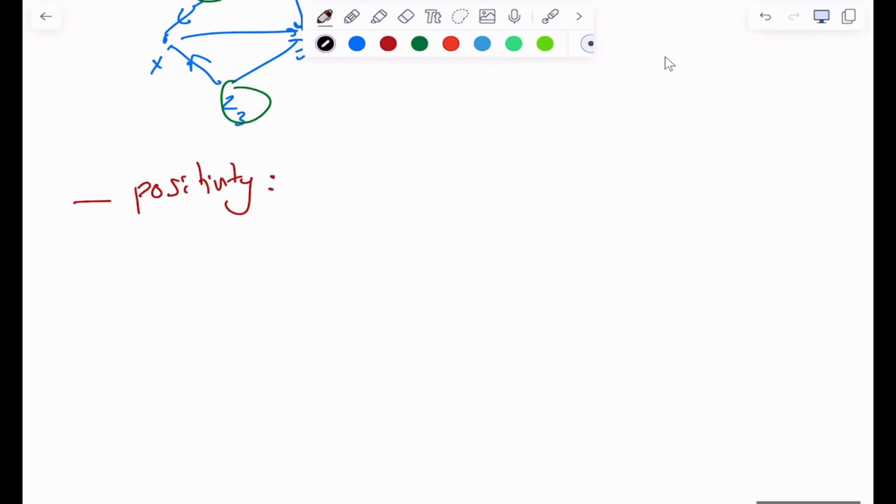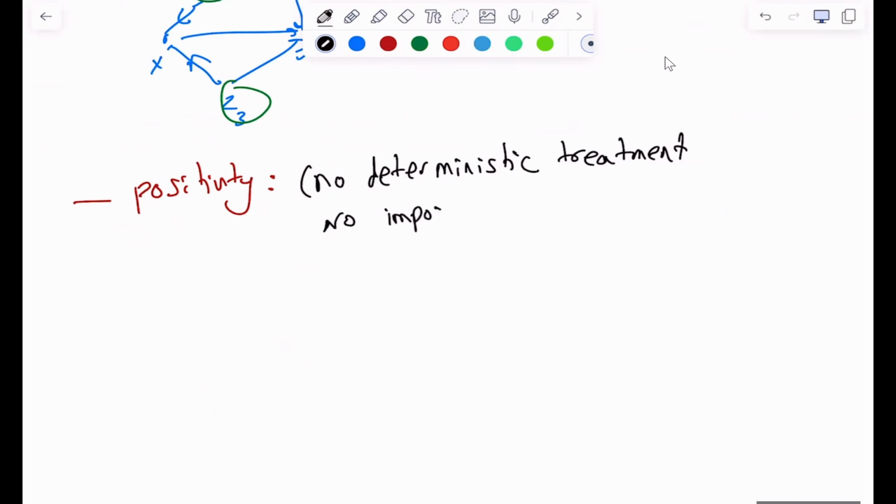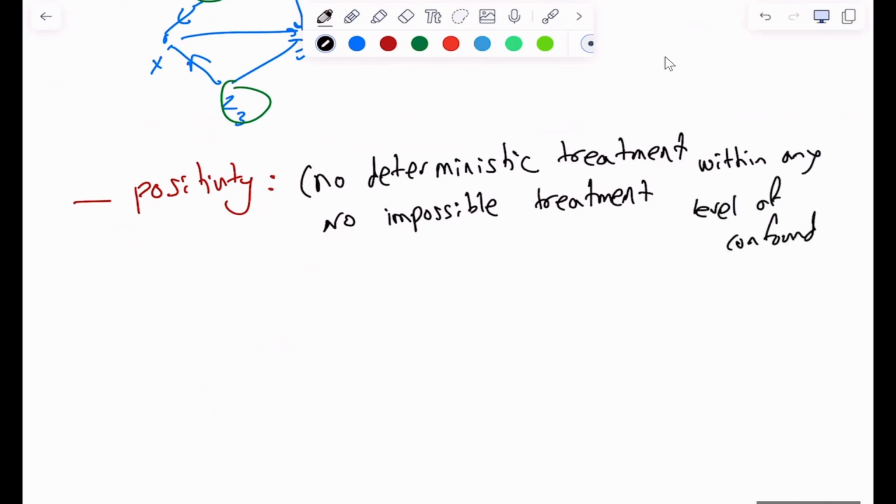What does positivity mean? Positivity means no deterministic treatment, or no impossible treatment, within any level of confounders. So what it means is that the probability of X, the treatment, given Z should be strictly greater than zero. That's why we have positivity.